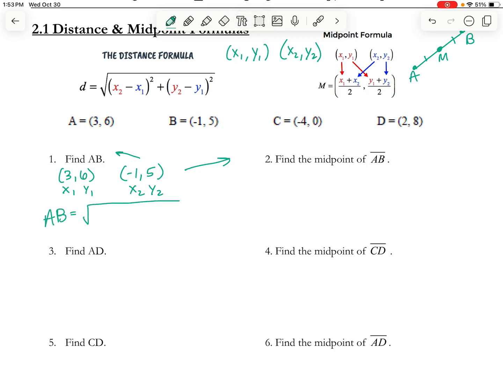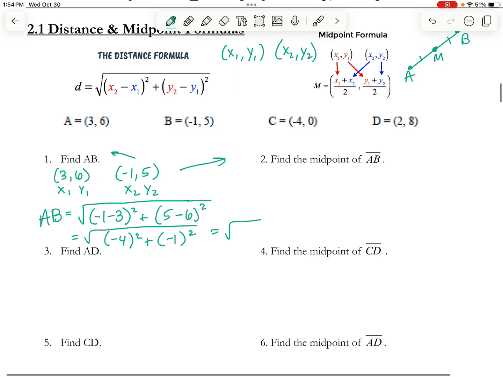So we are going to have the square root of x2 minus x1 squared plus y2 minus y1 squared. And then we are going to simplify. We've got negative 4 squared plus negative 1 squared, which gives me the square root of 16 plus 1, which is the square root of 17.